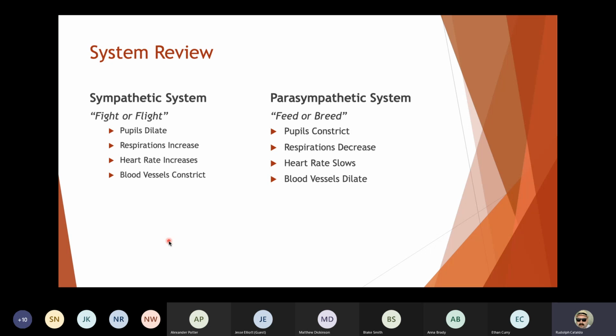That's why we give fentanyl to people that are in pain. And you can usually tell somebody's really in pain because their heart rate will be above 100. Well, if we give them pain meds, we'll usually see their heart rate decrease. And it's because their parasympathetic system's kicking in and starting to calm them down a little bit.